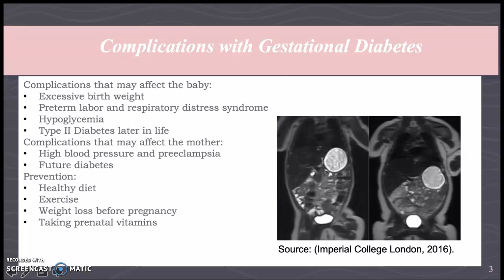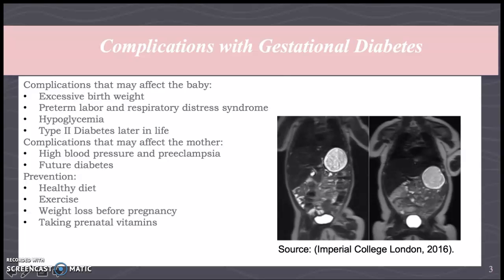And then some more complications that may affect the baby could be hypoglycemia, which I'll go into later, and type 2 diabetes later in life. Some complications that may affect the mother could be high blood pressure and preeclampsia. Gestational diabetes raises your risk of high blood pressure, as well as preeclampsia, which is a complication of pregnancy that causes high blood pressure and other symptoms that can threaten the lives of both the mother and the baby. Another complication is also future diabetes.